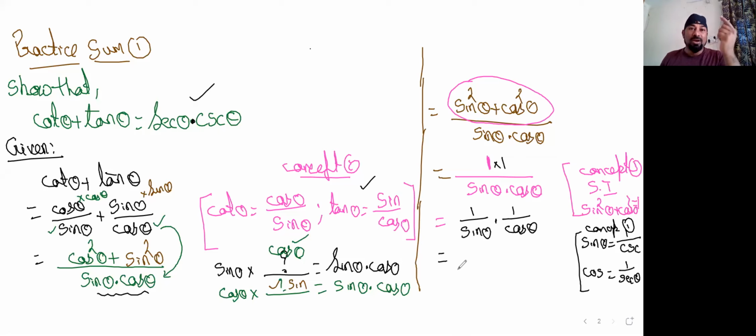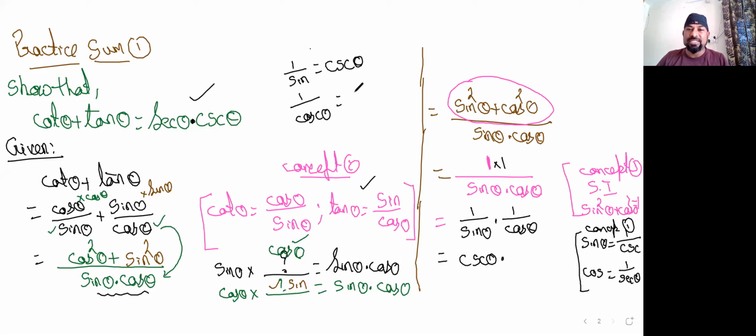Now, sin theta is nothing but 1 by cosecant, so 1 by sin theta can be written as cosecant theta. In the place of 1 by sin theta, I'm writing cosecant theta, into, in the same way, 1 by cos theta, which is nothing but secant theta.